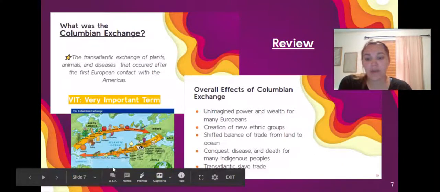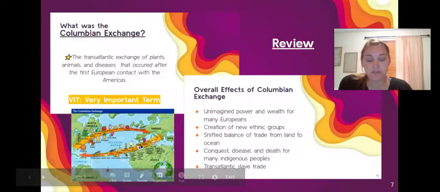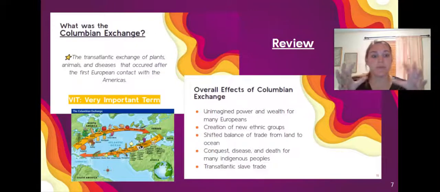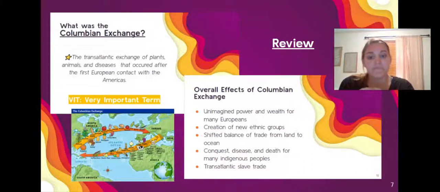So here's your map where you can kind of see the food, crops, and diseases that are coming from one region to another. And just overall those effects, Europe is going to hugely benefit in regards to power, wealth, and nutritious foods. We see new ethnic groups developing as we see our populations from the Americas, from Africa, and from Europe all creating new ethnic groups. We're going to see trade go from being land-based to now ocean-based. And unfortunately for indigenous peoples, we see conquest, disease, and death. And then, as we're going to get into in our next lesson, the transatlantic slave trade will begin as well.